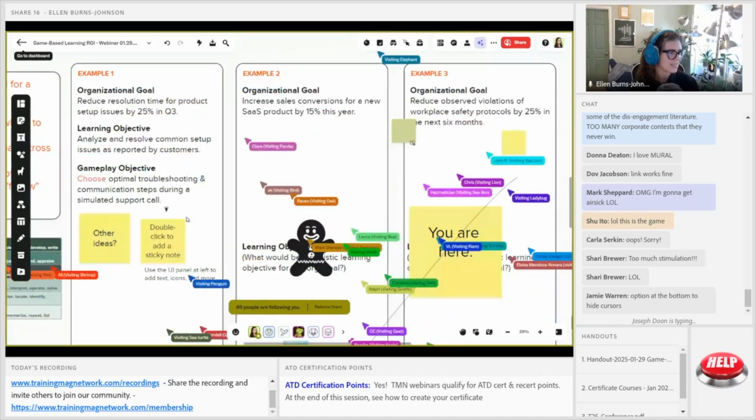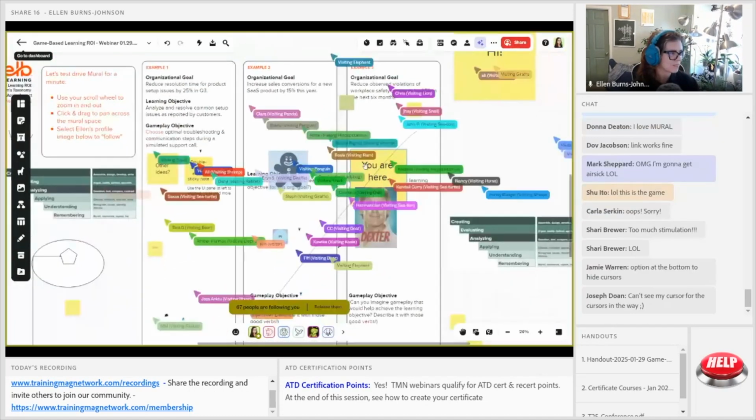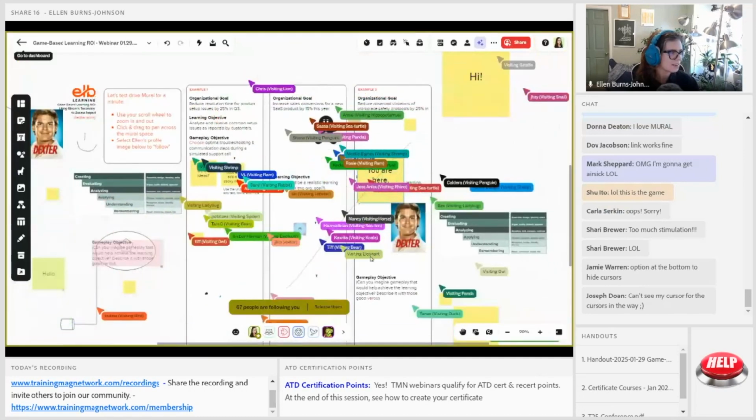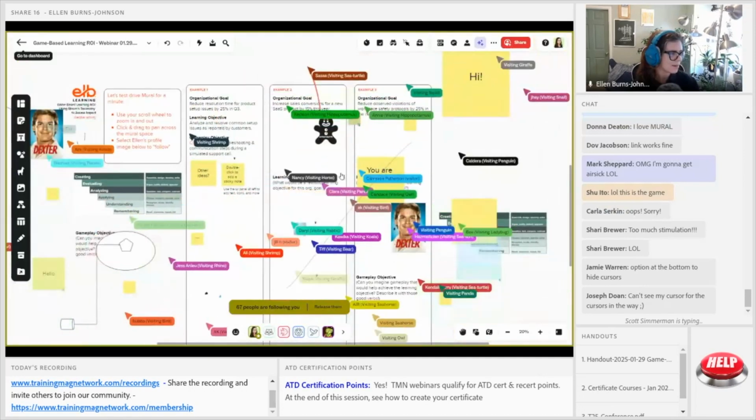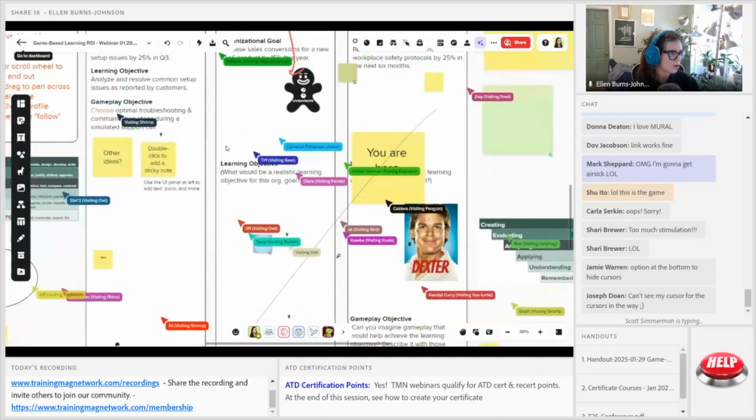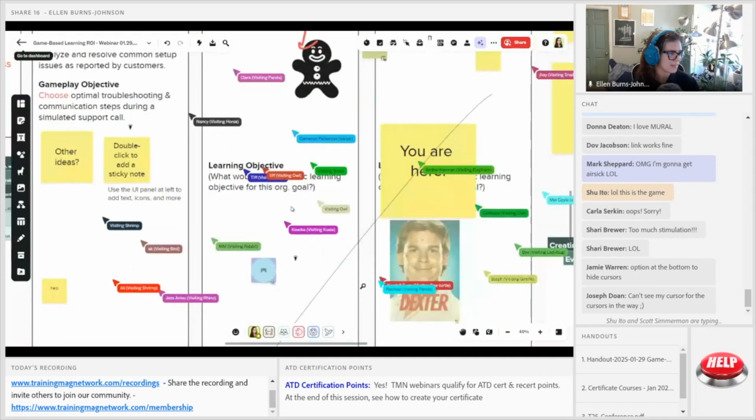So what I've done here is I've created some space for you guys to try to add in some of your own ideas about what these learning objectives would be.